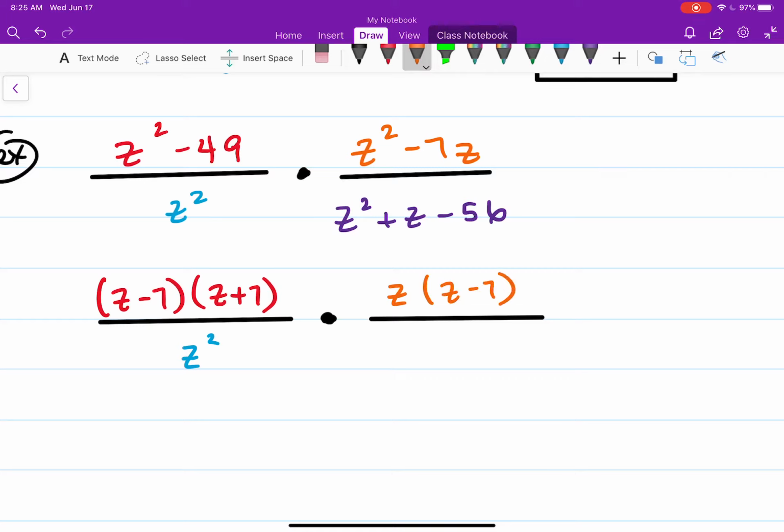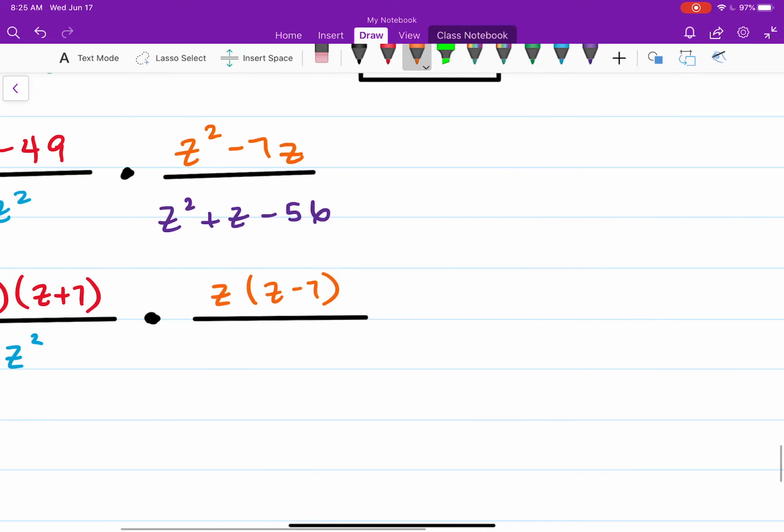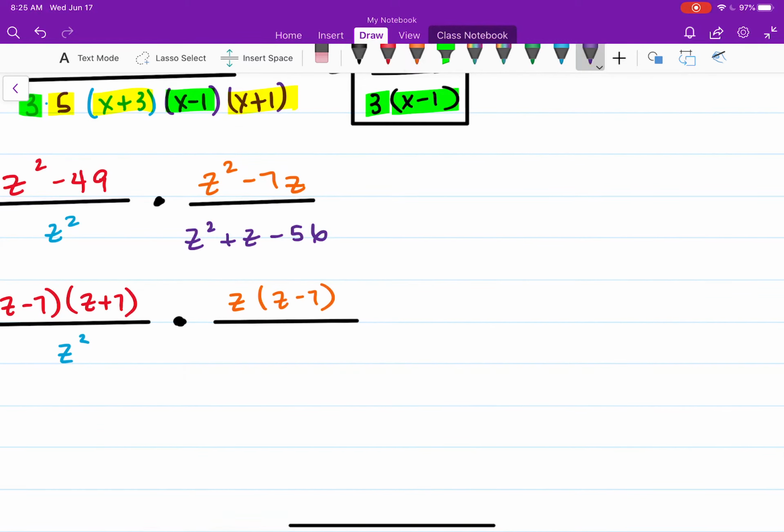Okay? Now, if I look at the z minus 7, is that the difference of two squares? And the answer is no. Okay? Because the z is not a perfect square. 7 is not a perfect square. It is a difference, but it's not of two perfect squares. Okay? The purple, however, I do have to do some work.